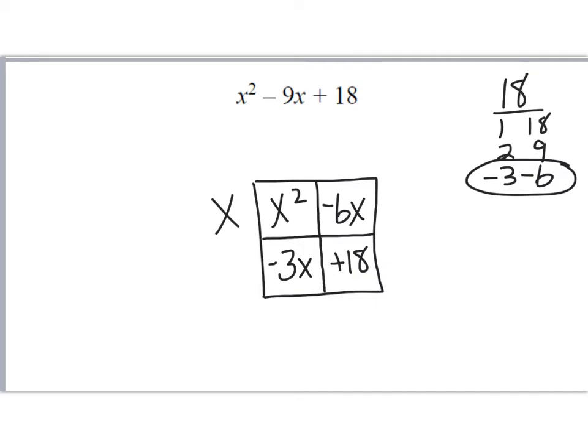I'm going to start with the top column here. What times x equals x squared? That's an x. And what times x equals negative 6x? Negative 6. And then down here, x times what is negative 3x? Negative 3. And does negative 3 times negative 6 equal positive 18? Yep, that works. So here we go.